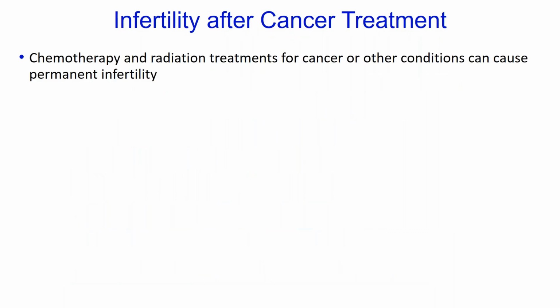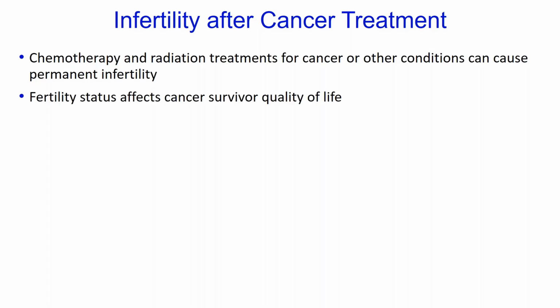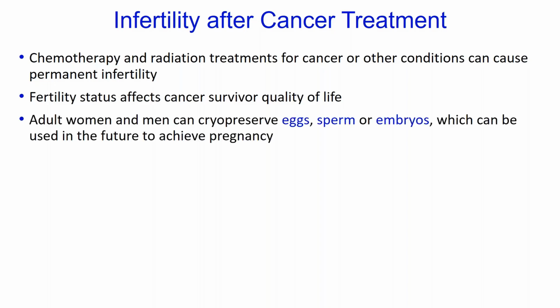And the reason that I'm going to focus on that is because we know that chemotherapy and radiation can cause permanent infertility, and because cancer survivors report back to us through epidemiological surveys that their fertility status has an important impact on their quality of life. And so for that reason, the American Society for Clinical Oncology, the American Society for Reproductive Medicine, and many other of our learned societies recommend that all men and women be educated about the effects of their medical treatments on their future fertility, and also about the options for preserving their fertility before they start treatment.